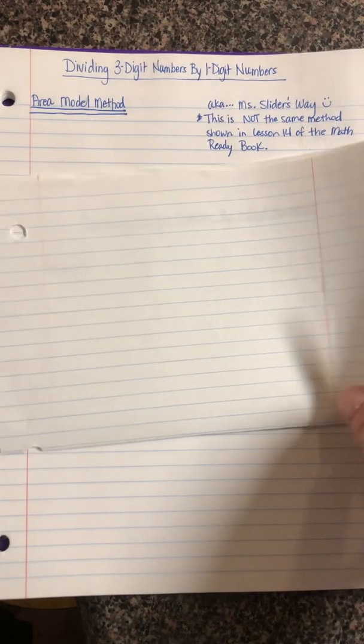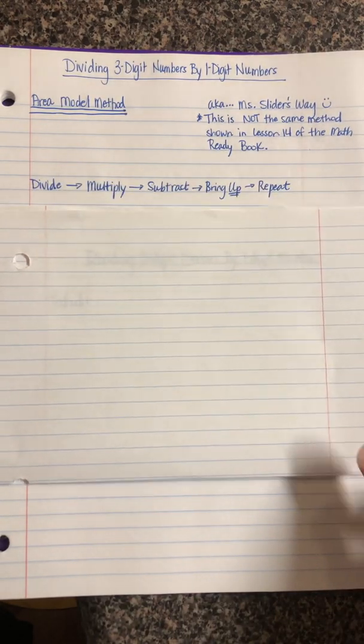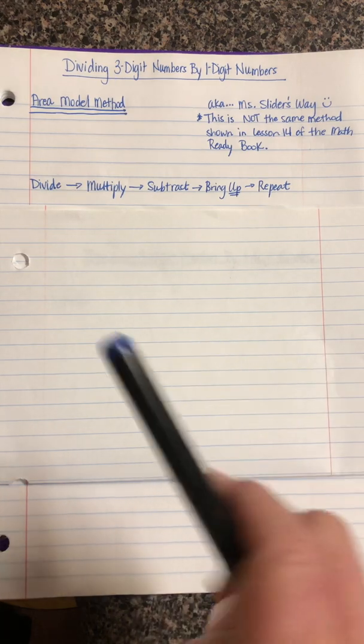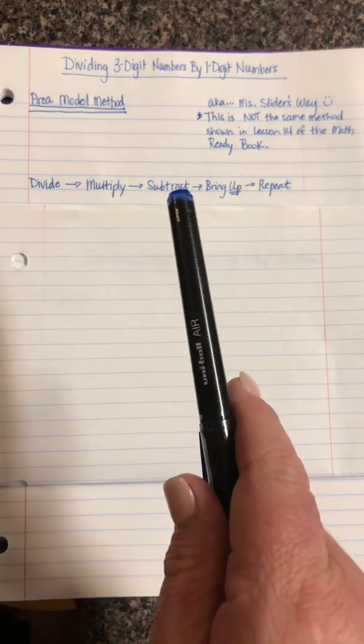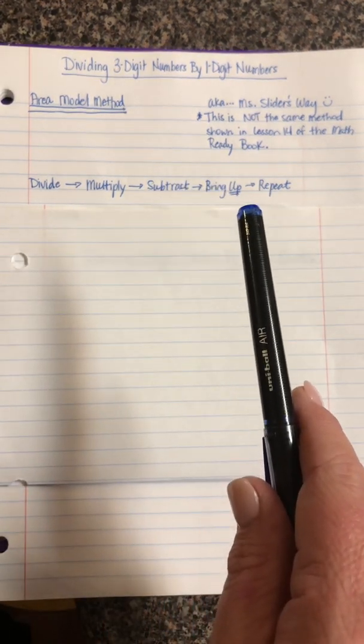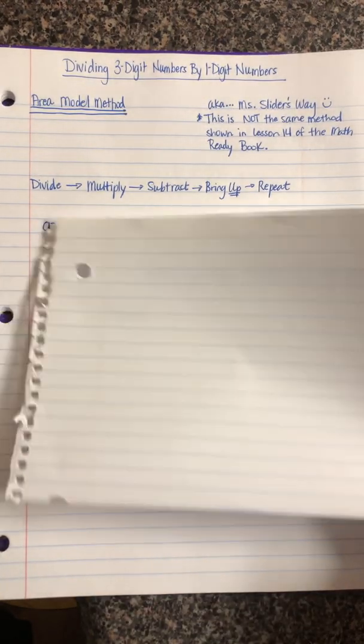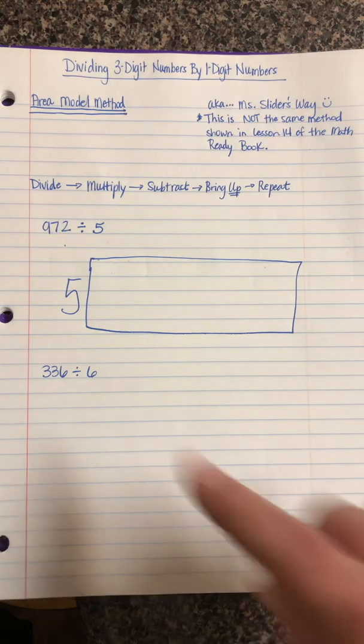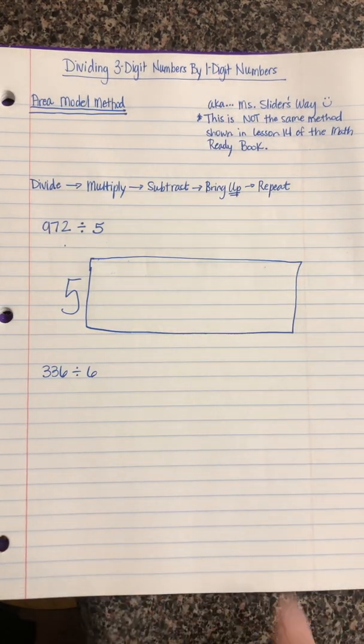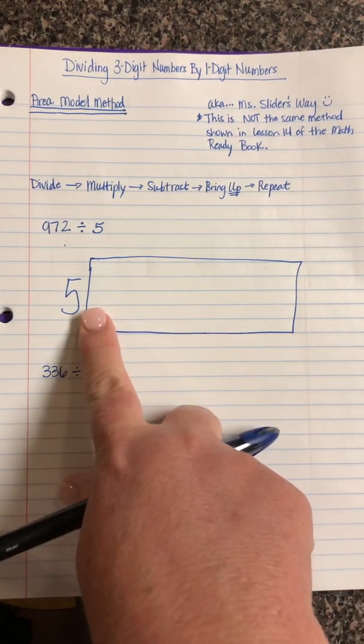It's a little different. So I still want to go over the same steps that we used in the traditional: divide, multiply, subtract. Instead of bring down, I've written bring up, and then we repeat those steps. Okay, I'm going to also use the same two problems that I used on the traditional. And this one I've already got started, so let's take a look.